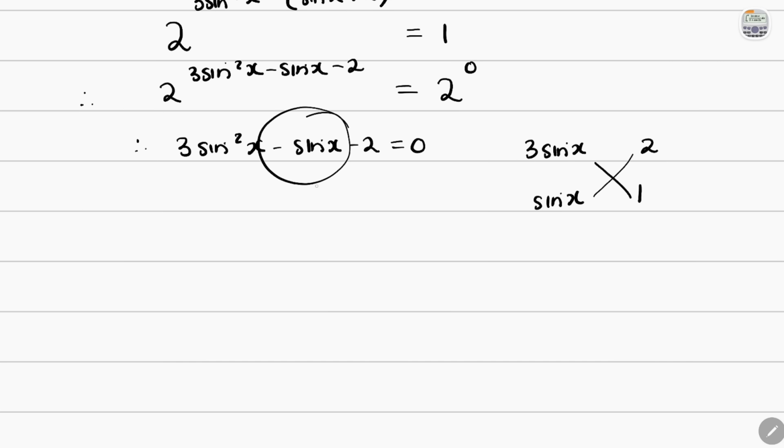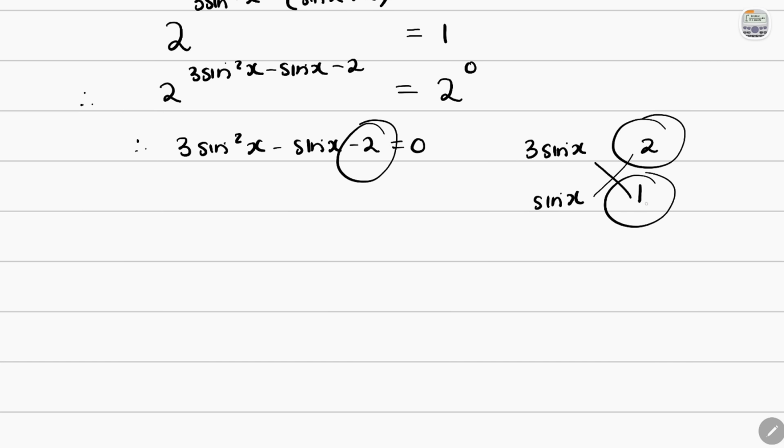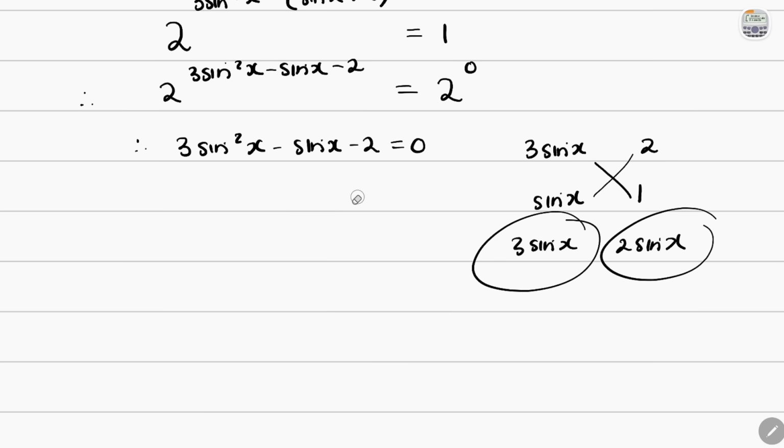So let's think about that. First of all, this is negative, meaning one of these should be negative, one should be positive. So what we can do is, let's think about this. We can cross multiply first before we decide. So 3 sine x times 1 is 3 sine x. And then sine x times 2 is 2 sine x. Which one should be negative so that you can get a negative sine x in the middle?